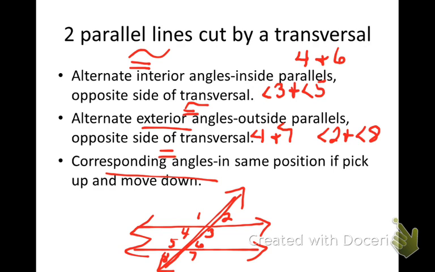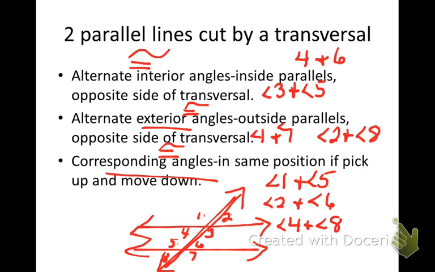Corresponding angles are congruent to each other, and they're in the same position if you pick them up. So if you take these top angles, pick them up and set them down, angle 1 would sit on angle 5. So those are corresponding. Another pair would be angle 2 and angle 6. Pick up 2, it sits on 6. Another pair would be angle 4 and angle 8. And angle 3 and angle 7 would be the other pair. So that means that these are all congruent.